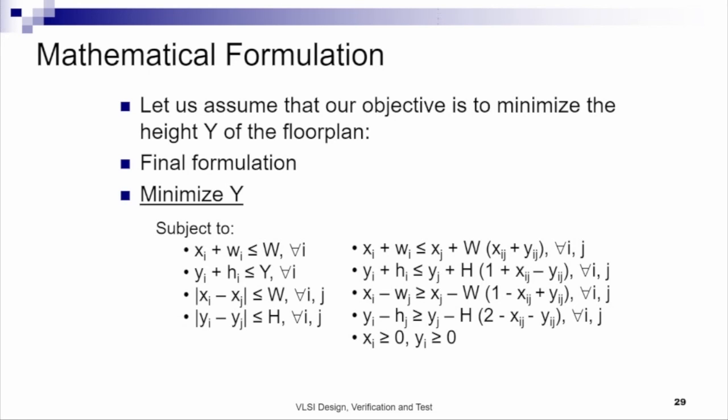and then we will feed this to an ILP solver, and the output will be an optimal solution with respect to the constraints that we have. The last constraint, of course, is that xi and yi both have to be greater than 0, right? The coordinates have to be greater than 0. So with this, we understand a mathematical formulation for the floor planning problem. With this, we understand the ILP formulation for the floor planning problem. With this understanding, we will now move to the routing problem in physical design automation.